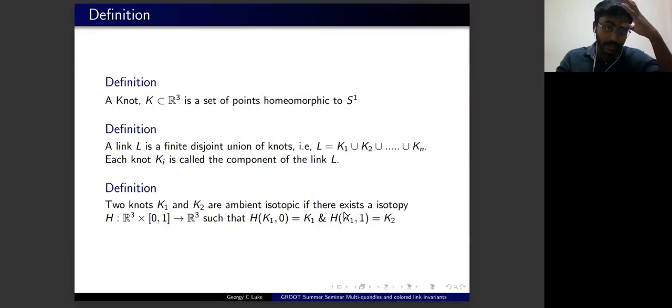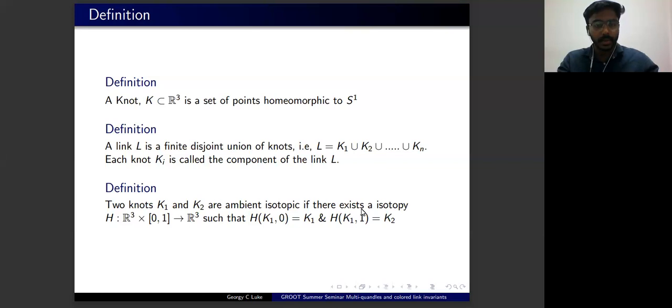So I will just start with the definition of a knot. By knot, we mean a set of points in R3 which is homeomorphic to S1, the unit circle. And by a link, we mean a disjoint union of knots. So if L is the link, it's a disjoint union of knots Ki's, and we call Ki a component of the link.